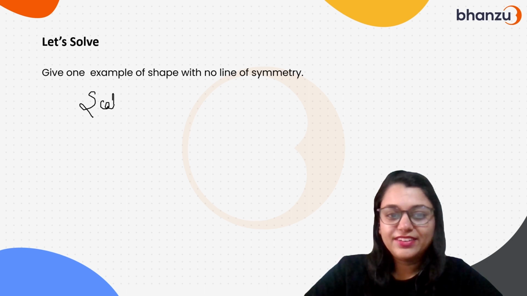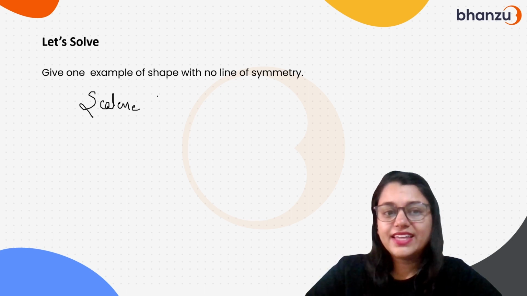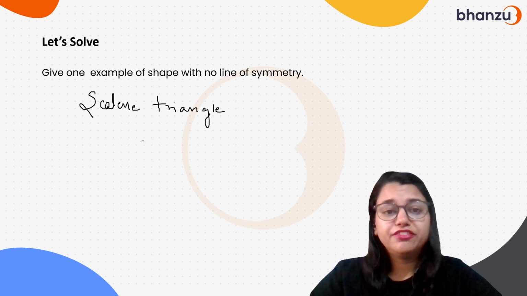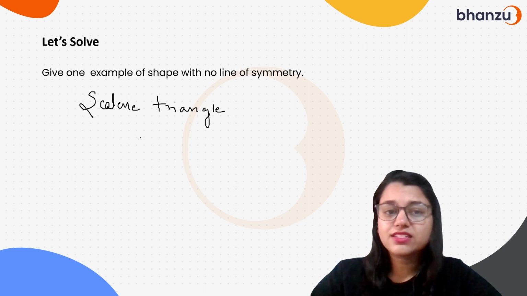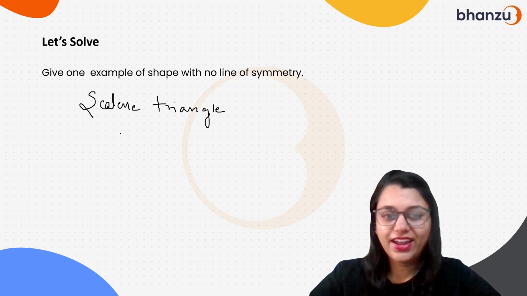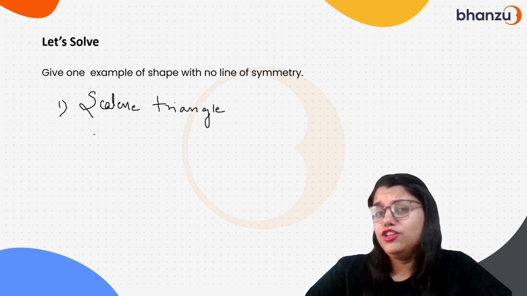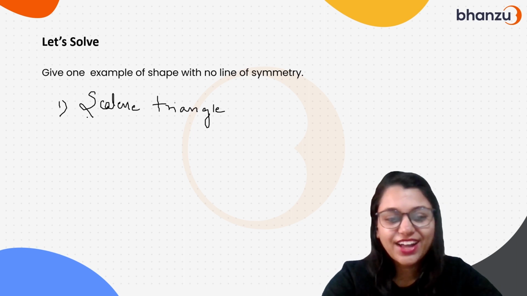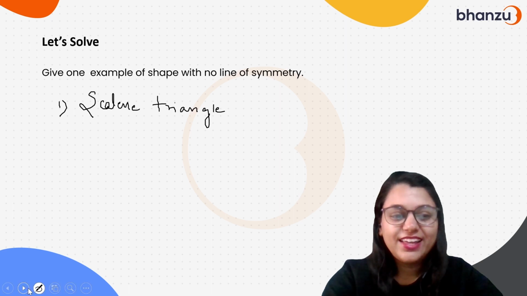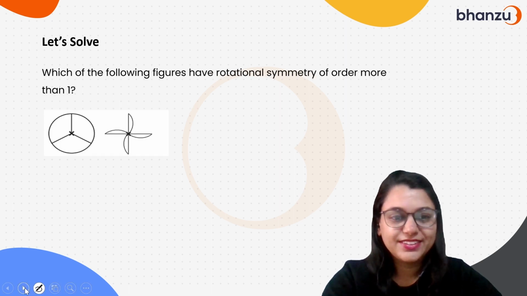Scalene triangle, right? Because we know that a scalene triangle is not a regular polygon. All its sides are different and all its angles are also different. So this is one example of a shape which has no line of symmetry. Understood? Wonderful. Let's solve the next question now.